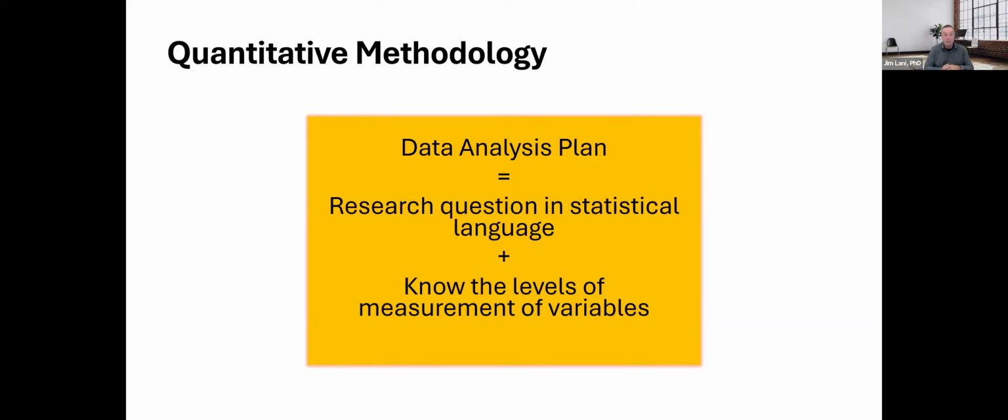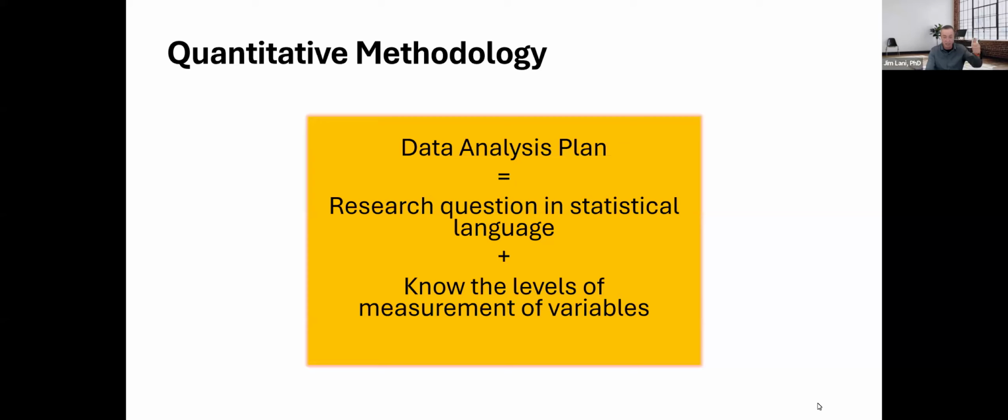Because my brain now is embedded in statistical language. So I'll relay what that is. It has to be statistical language because it foreshadows the analysis that's coming. And I'll talk about that in a second.